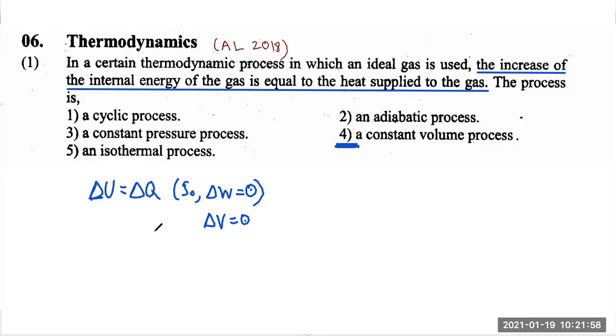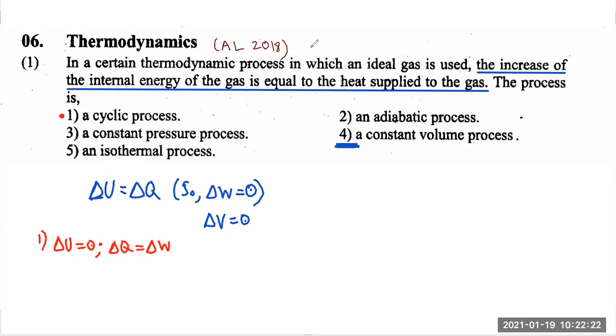But still, let's check what happens for the other processes as well. First, the cyclic process. A cyclic process means delta U is equal to zero. Therefore, in the cyclic process, delta Q is equal to delta W. Work done is equal to heat supplied.